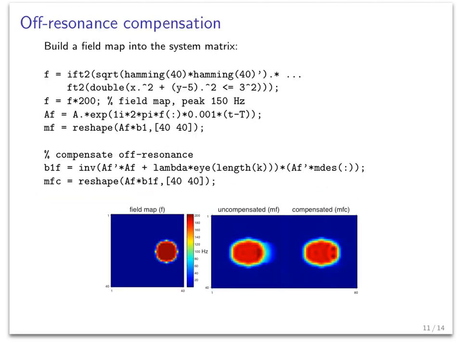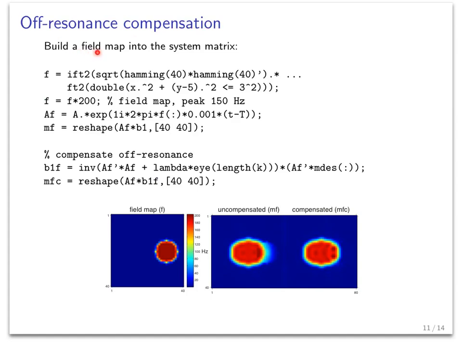Okay, so that builds our RF pulse for us. That shows you how to do a basic RF pulse design. But now let's look at what we can do in terms of actually exploiting the capabilities of this method. First off, I'll talk about an example doing off-resonance compensation.